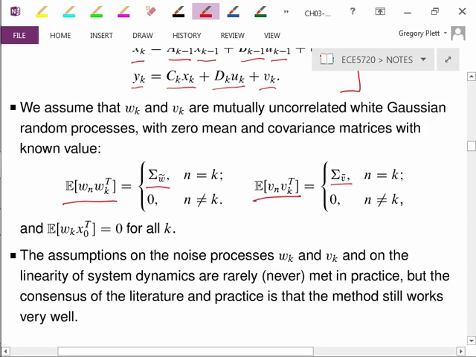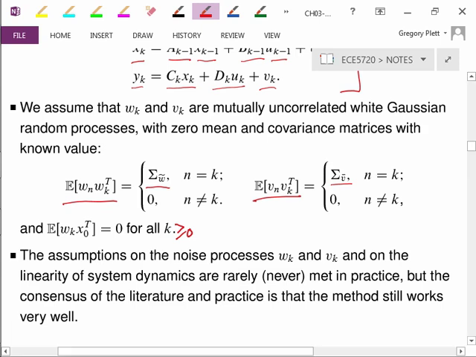And furthermore, we're going to assume that the expected value of w k, for k greater than or equal to 0, times the initial state is 0. So the process noise in the future is not correlated with the state of the system at any point in time, like 0. That's what that means. And so it says that the state does not cause or influence the process noise. It's the other way around, is what this assumption is saying.